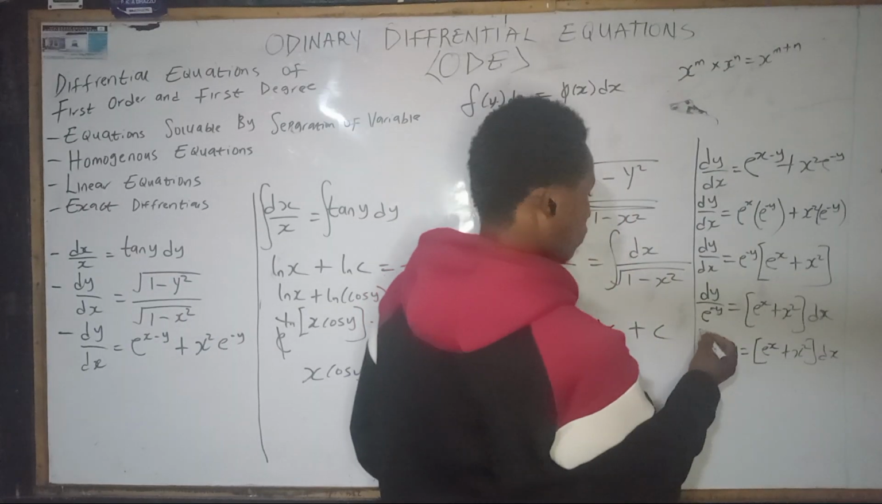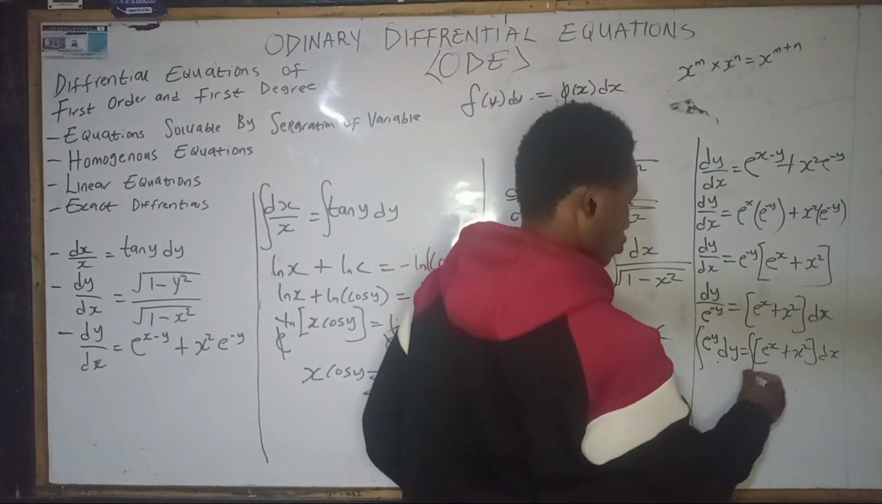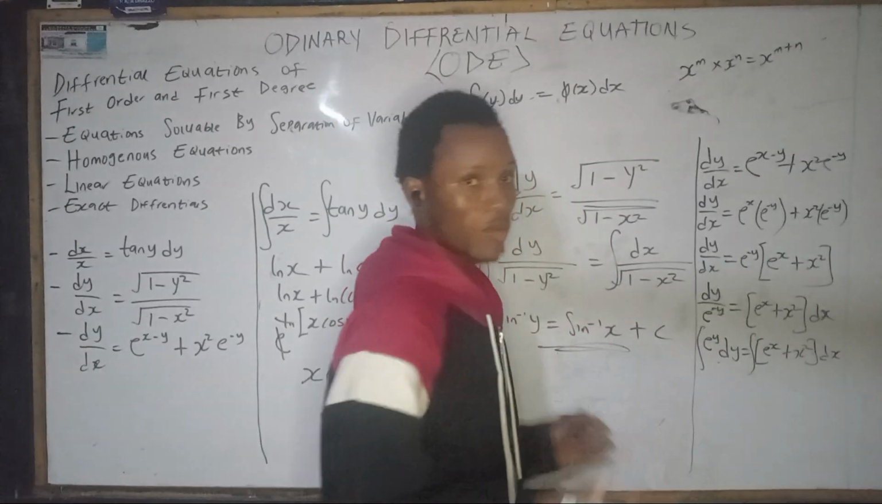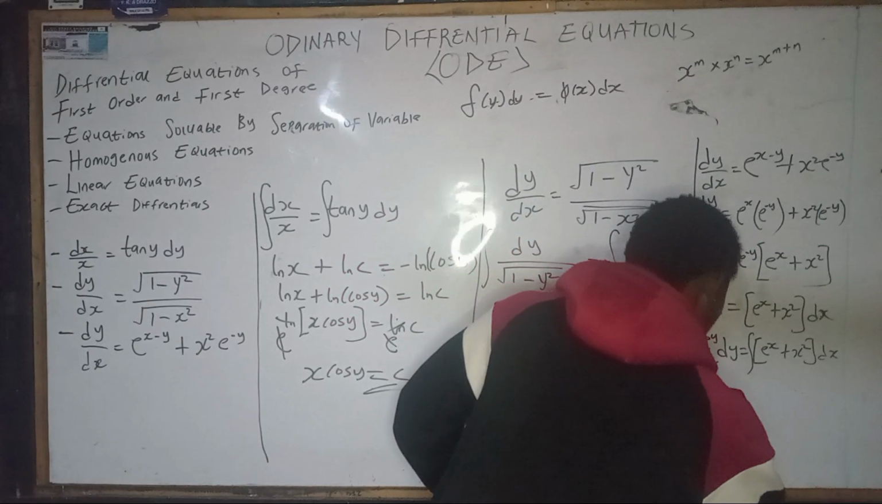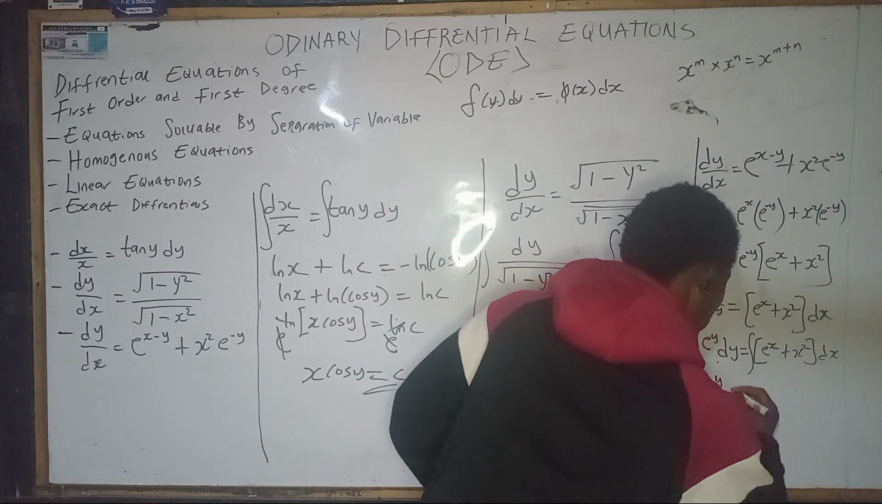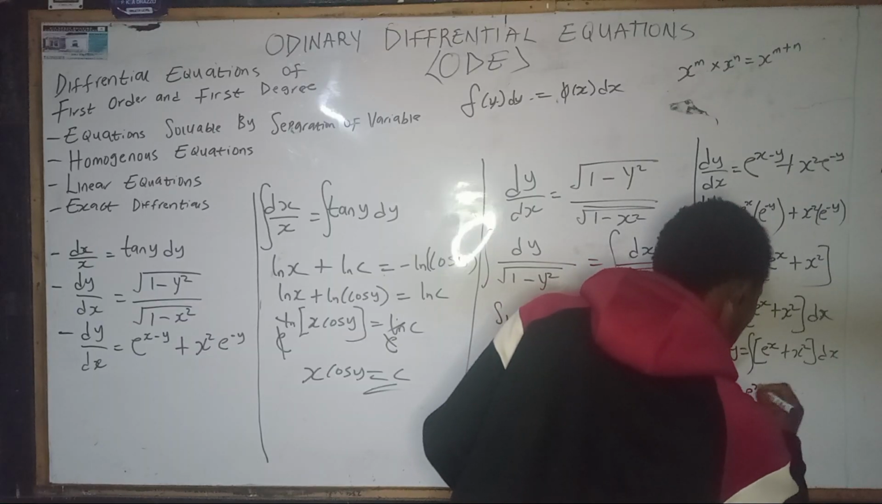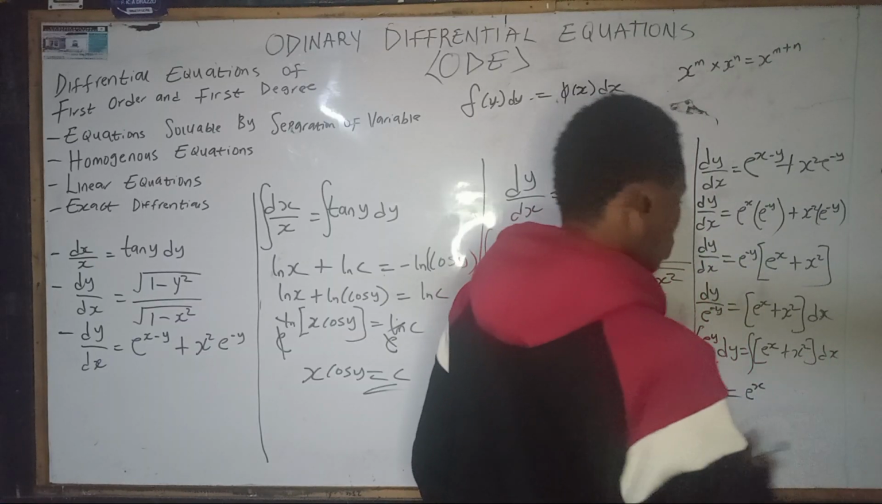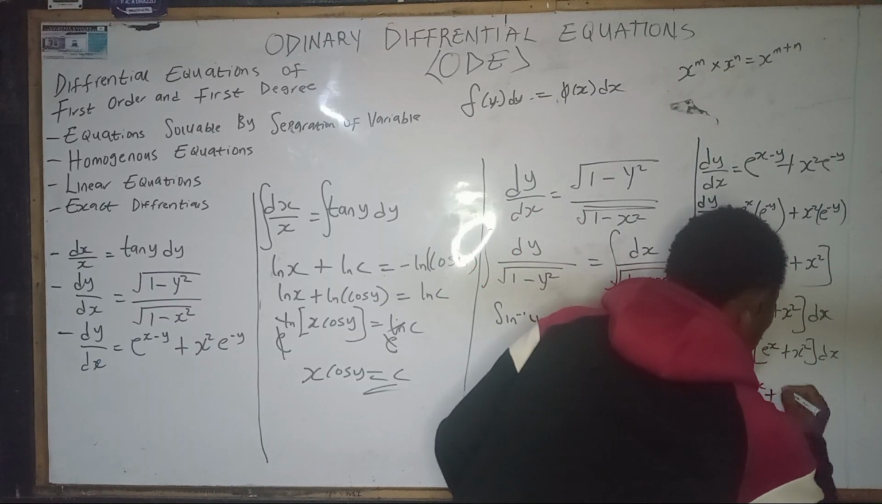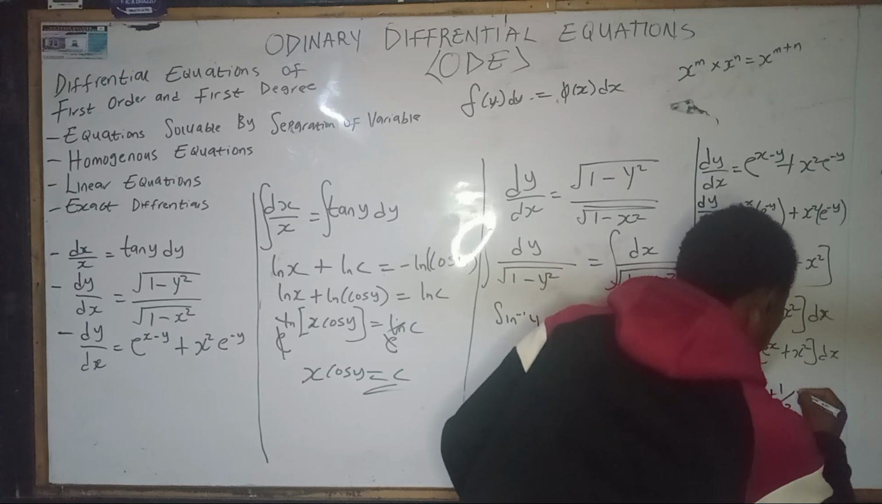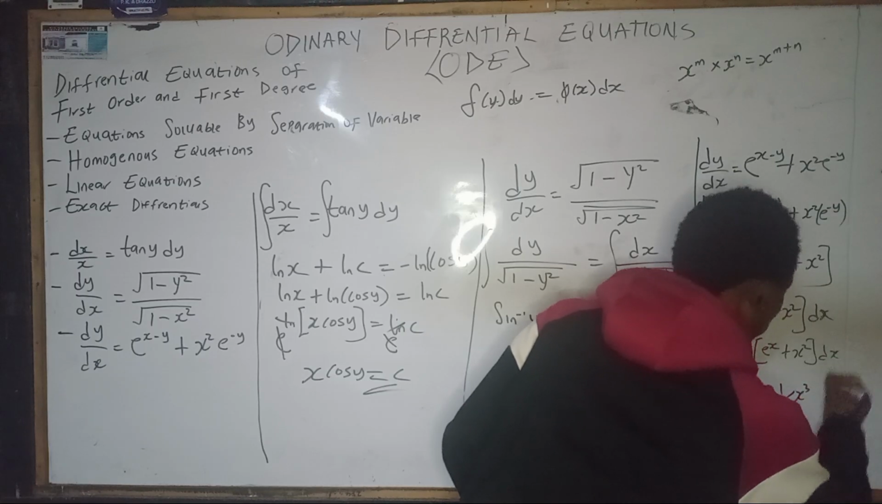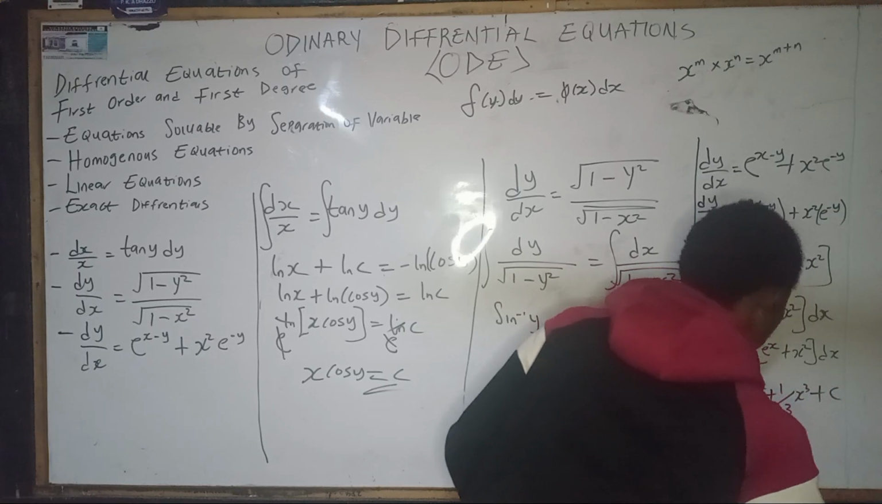So we just add our integral sign to both sides. If we integrate e raised to the power y, it stays the same, e raised to the power y. And if we integrate this, e raised to the power x is still e raised to the power x, and x squared gives us 1 over 3 x cubed. Then we have our plus c.